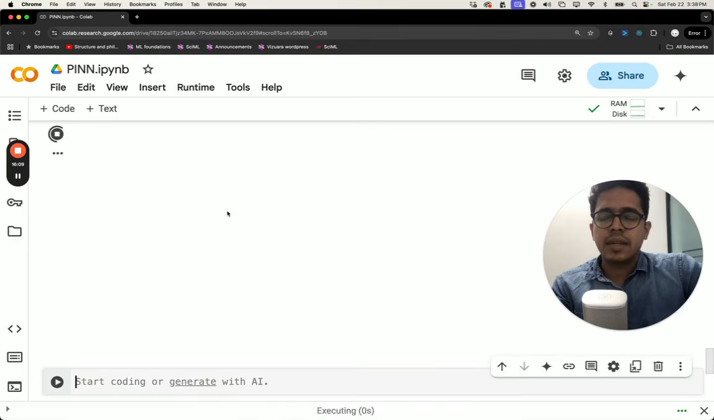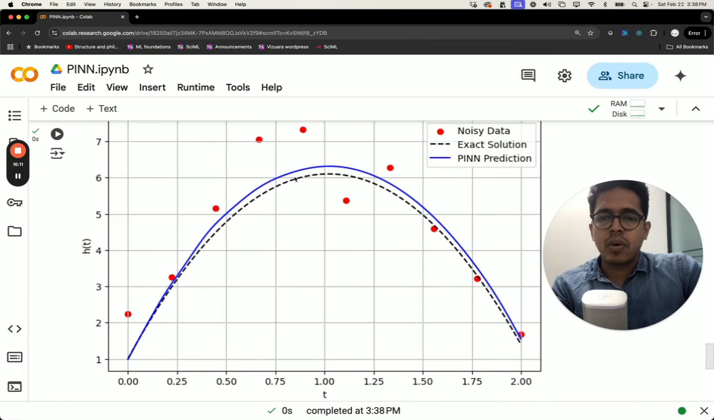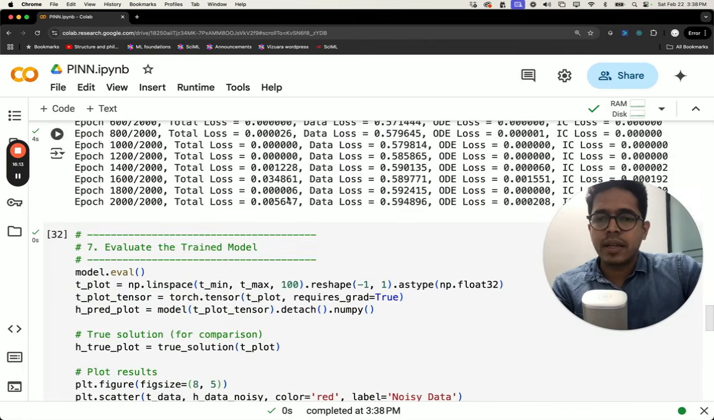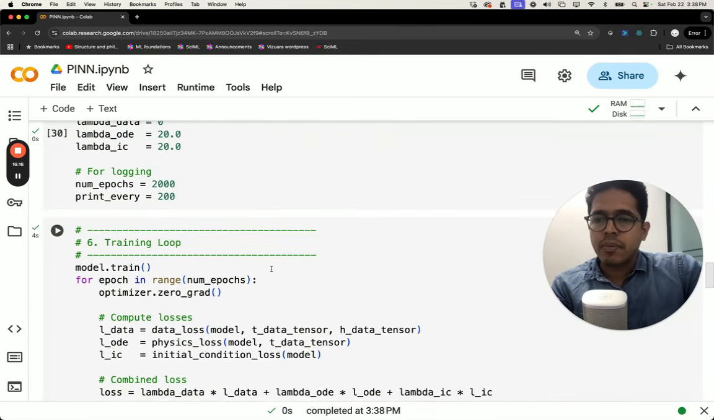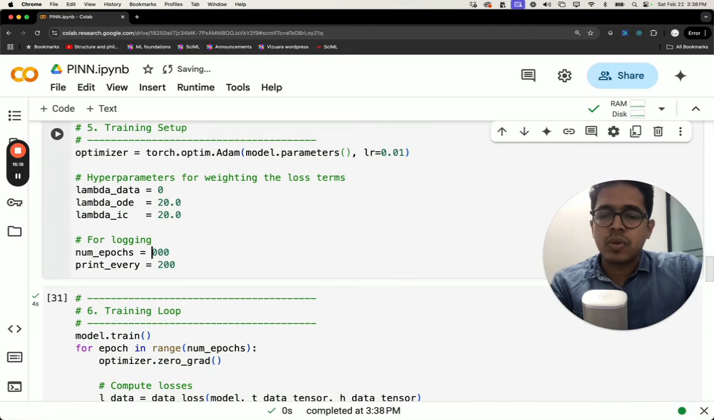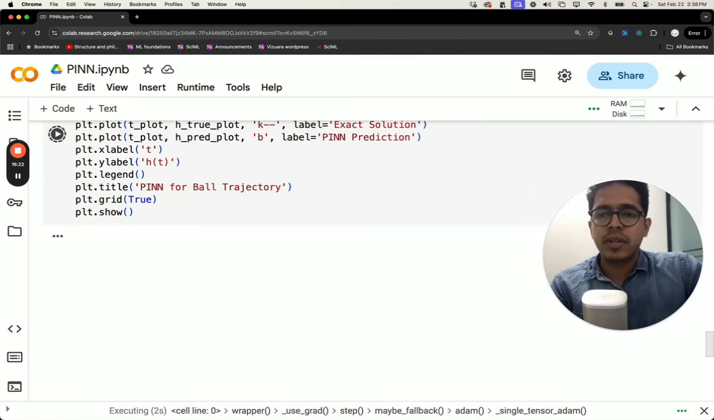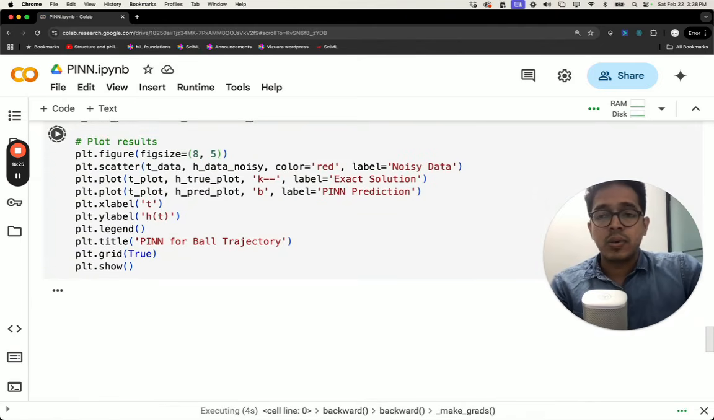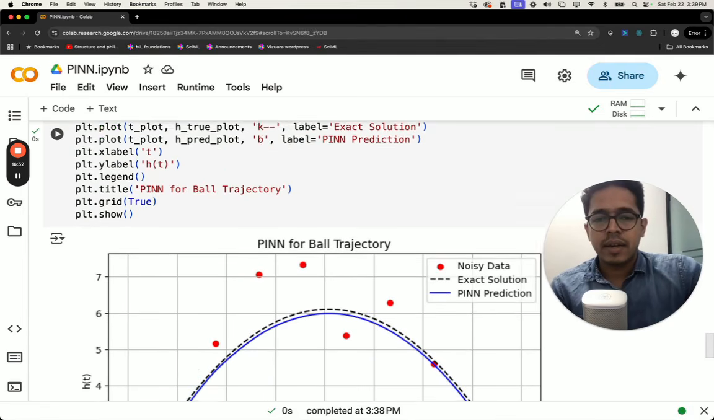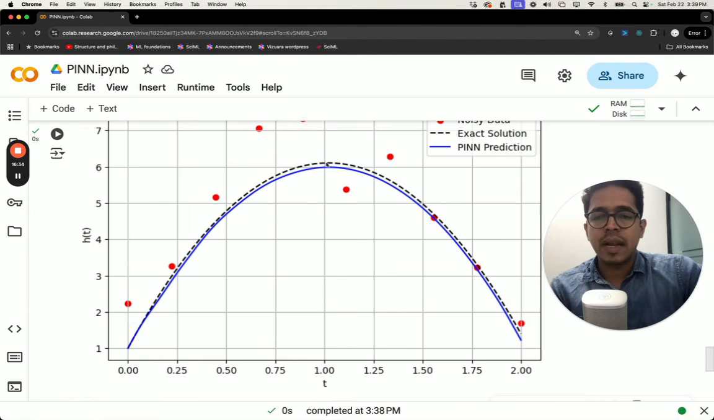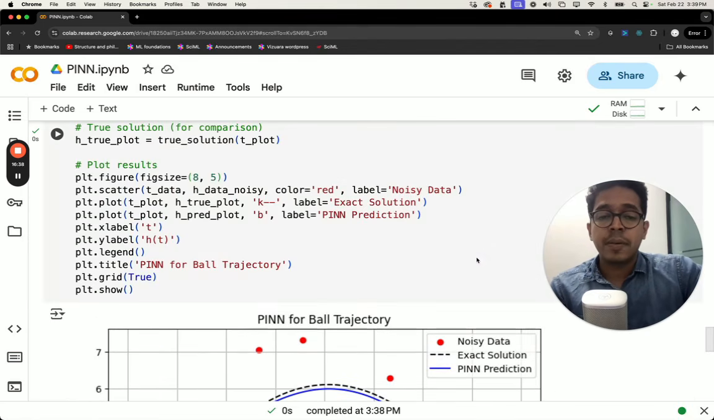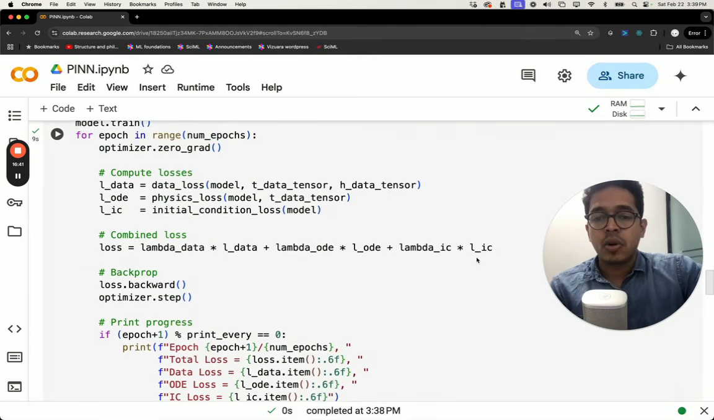Maybe I have to increase the number of iterations. Now something is happening. If I increase the number of iterations from this to 4,000, maybe you will have a prediction which is very, very close to the actual ideal solution. Now see the blue curve and this black dotted curve, they are very, very close to each other, because now my data loss is very small.